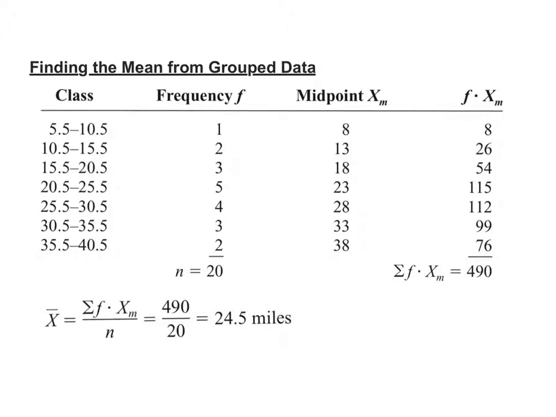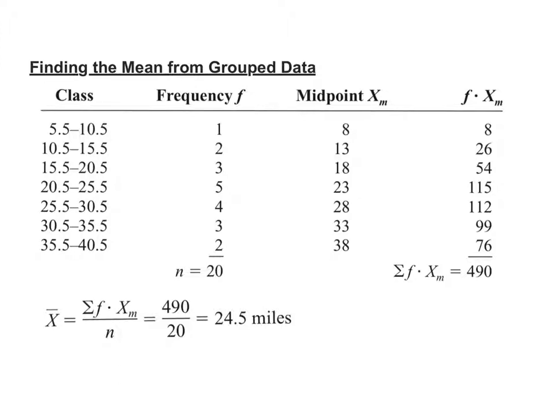Okay. So again, conceptually what we're doing with group data is we're pretending that the midpoint is the actual data value, and we're just adding all the quote-unquote data values up, dividing by the number of numbers. So same idea, the only difference is with group data, we don't know what the actual data is. Okay?